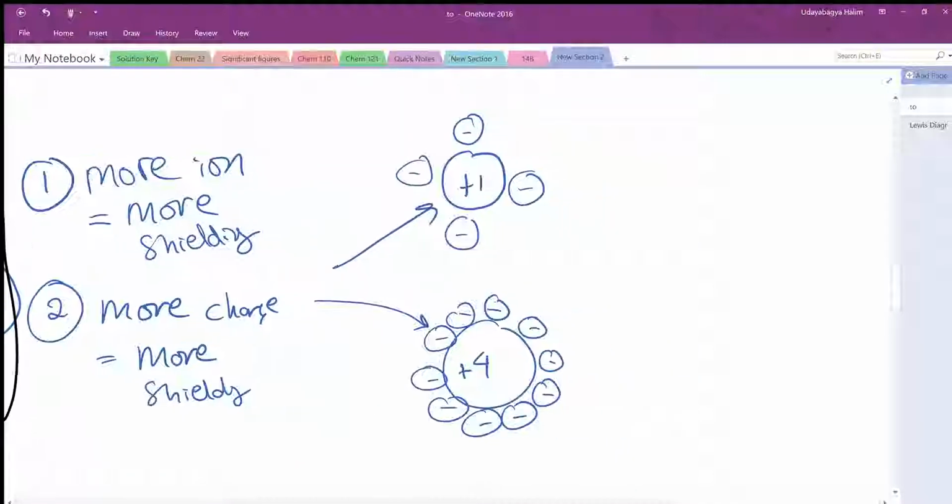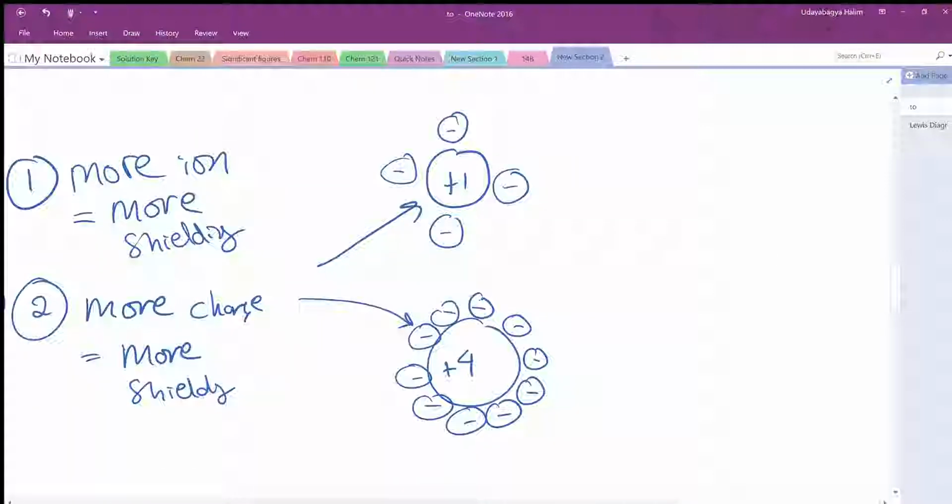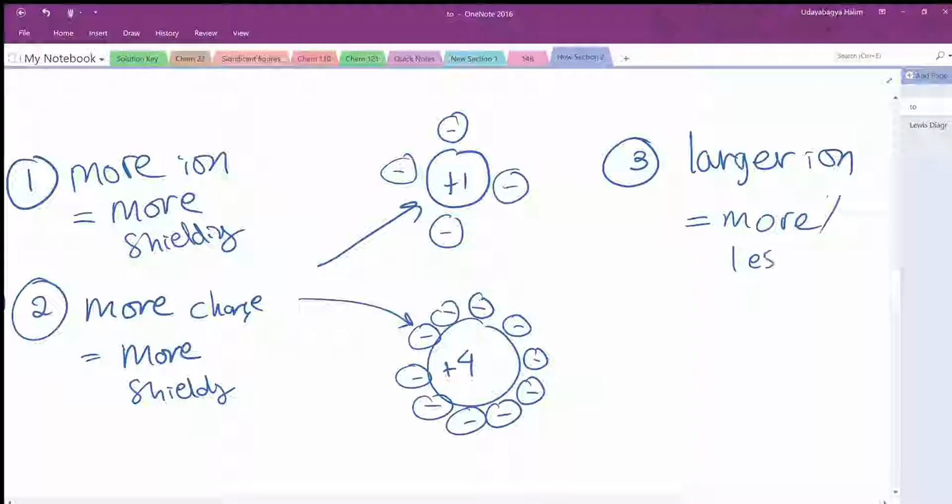So let's see if you can guess this one. How about if your ionic size increases? Larger ion is going to be more shielding, or is it less shielding?